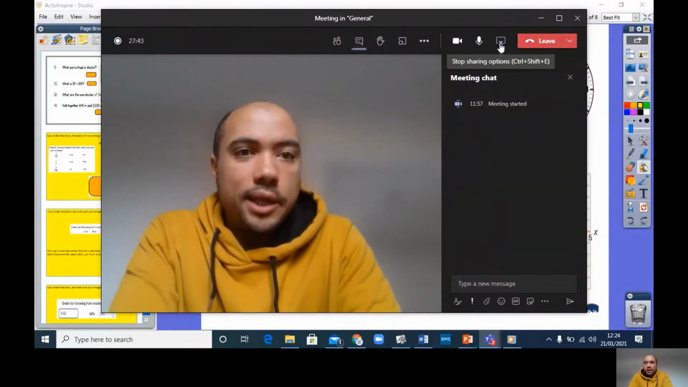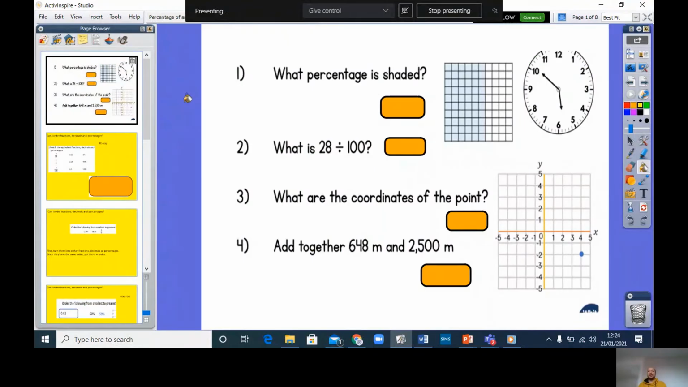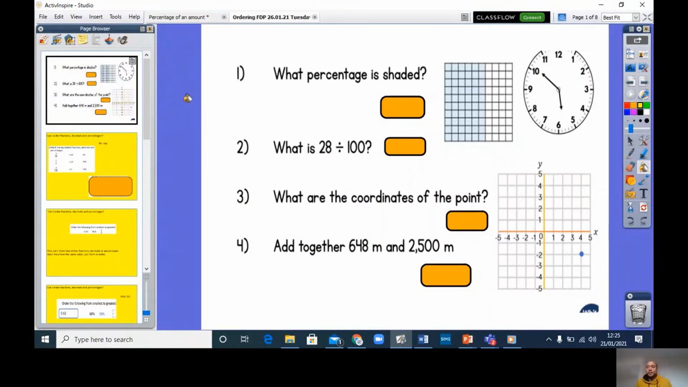Today we are going to be ordering fractions, decimals, and percentages. Okay, so yesterday we were finding the equivalents. Now we know how to do the equivalent and turn, for example, a fraction into a decimal or a decimal into a percentage. Now we would like to compare and order them.